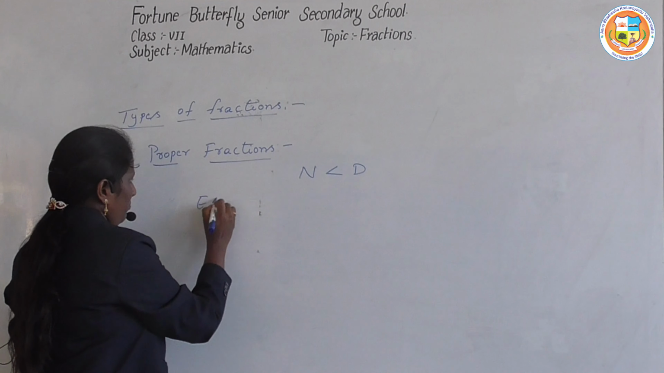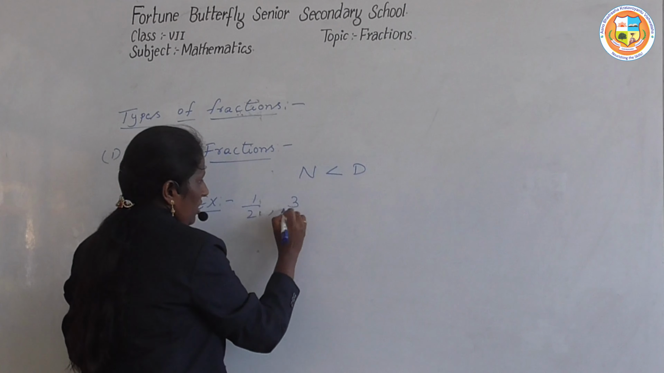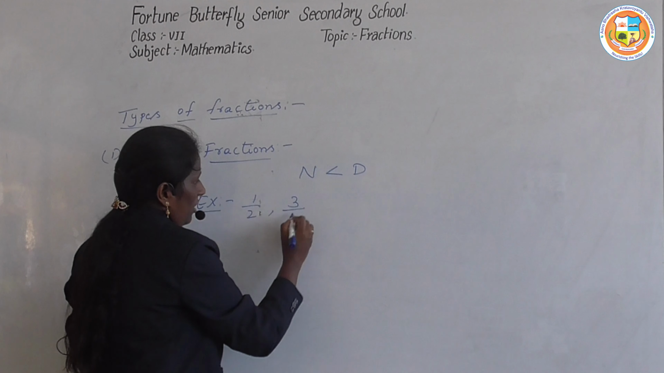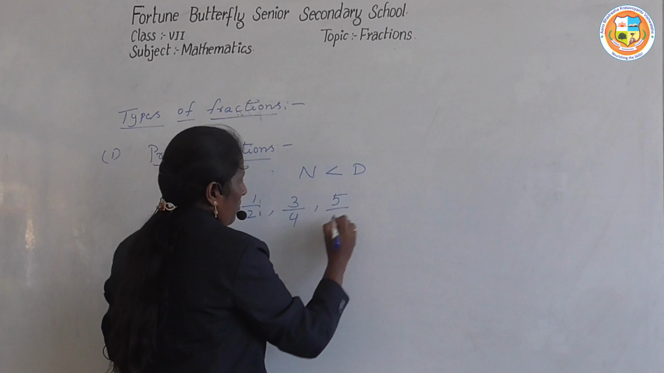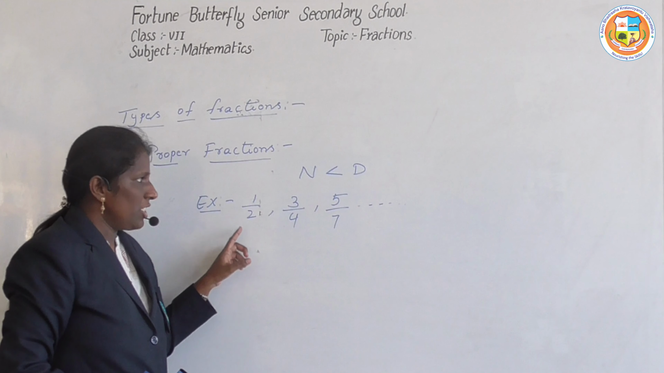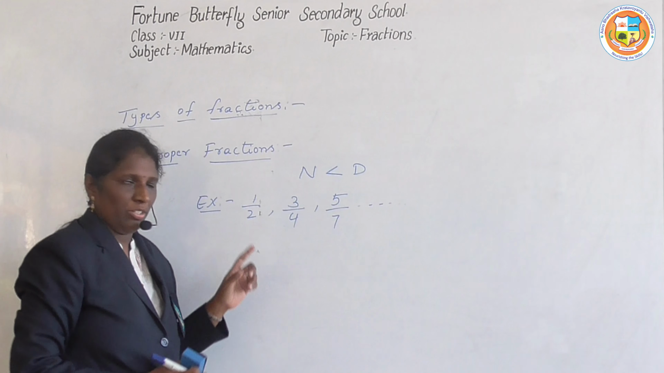For example, 1 by 2, or 3 by 4, 5 by 7 and so on. The value of a proper fraction is always less than 1. For example, 1 by 2: the value is 0.5. That's why the value of a proper fraction is always less than 1.